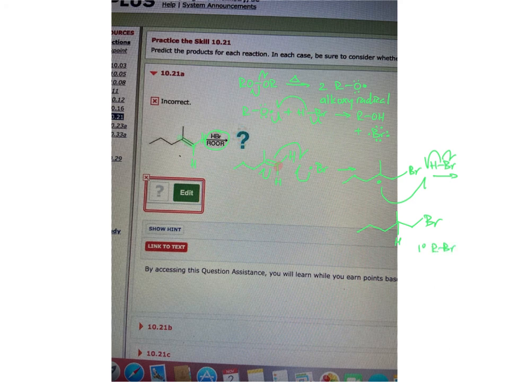So conversely, if the radical were to add to this carbon, you'd get a primary radical. So radical stability follows this trend. And so that's why we're making that decision at that point to add the bromine to the less substituted carbon to get the more substituted carbon radical that's then quenched with hydrogen to give you the least substituted alkyl bromide.